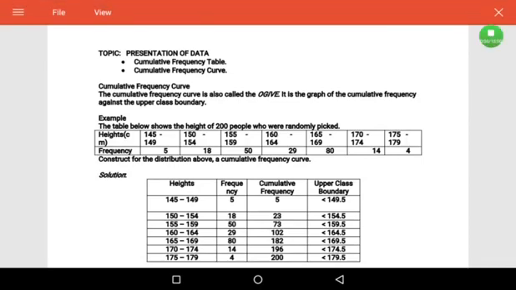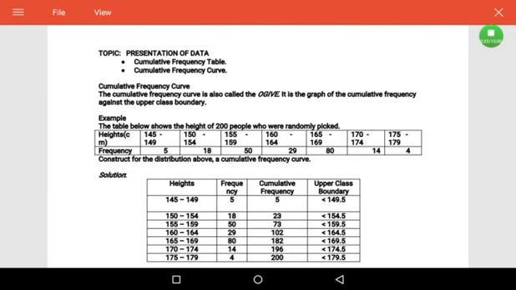Welcome to today's class. Today we'll be discussing the cumulative frequency curve as a subtopic under the topic presentation of data. It's how to present data. So what do we call the cumulative frequency curve? The cumulative frequency curve is also called the ogive.